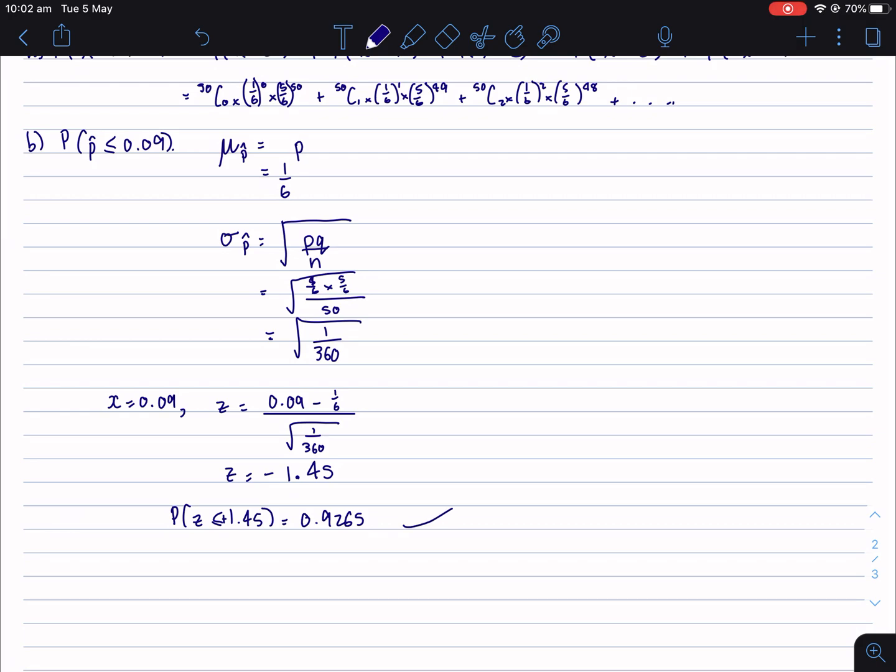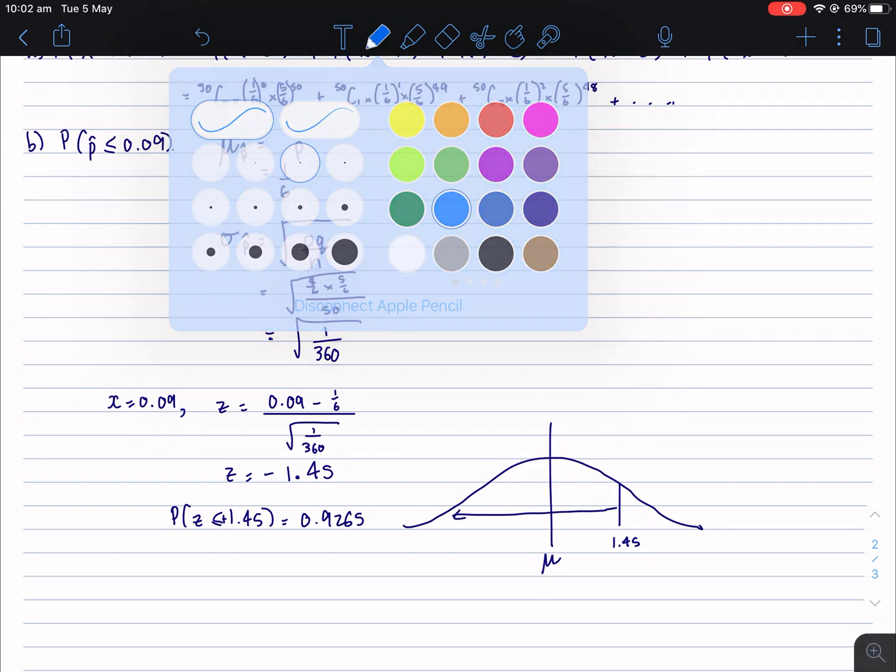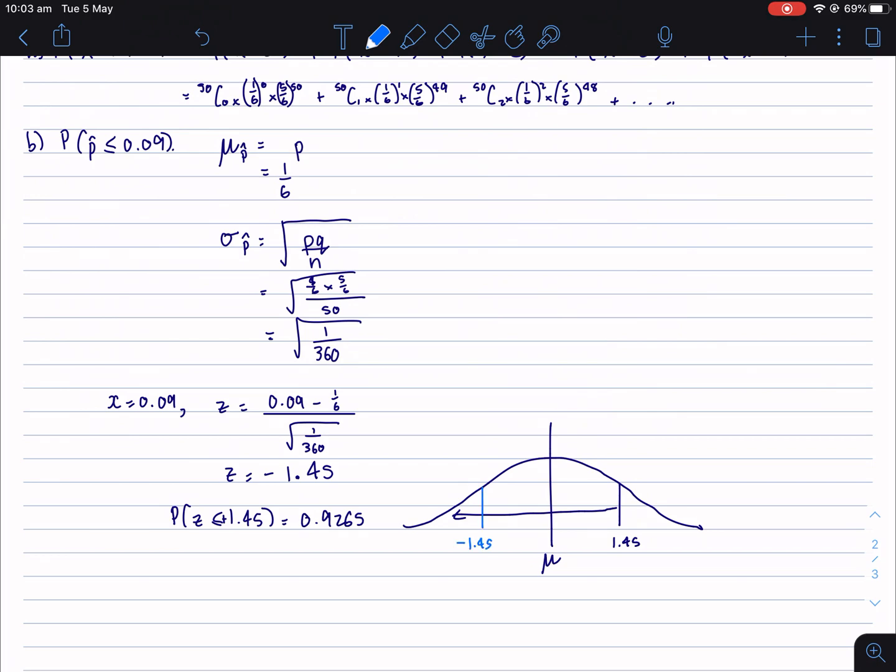If we were to draw this, here's the mean. Here's positive 1.45, and that's all the ones to the left. What we want is negative 1.45, and all the ones to the left of that. That is the same area as what's to the right of positive 1.45. So we can say P(Z less than or equal to negative 1.45) is the same as P(Z greater than positive 1.45). So that's 1 minus P(Z less than or equal to positive 1.45).